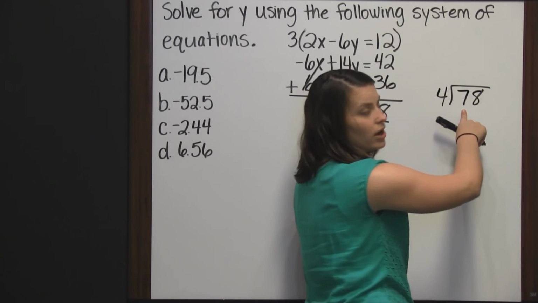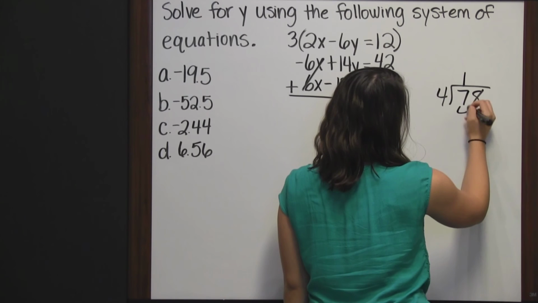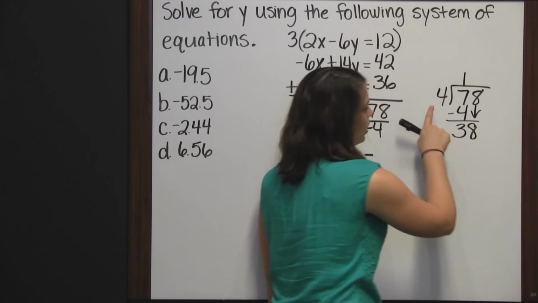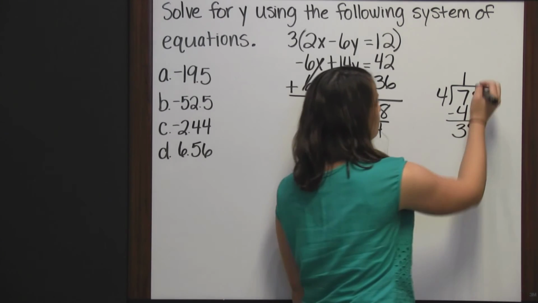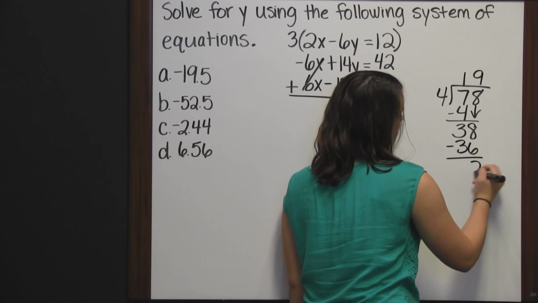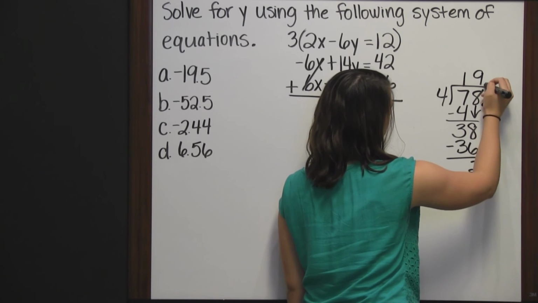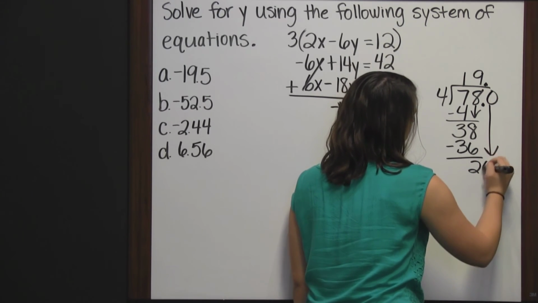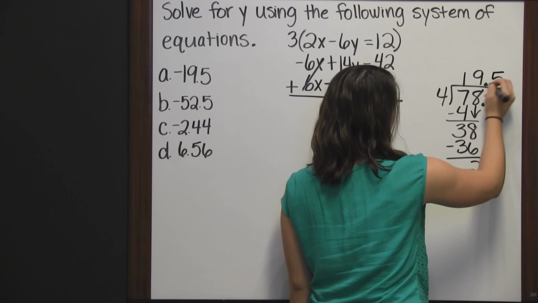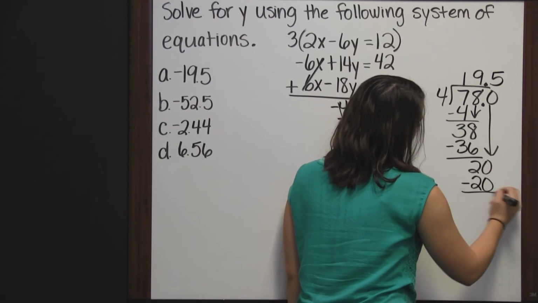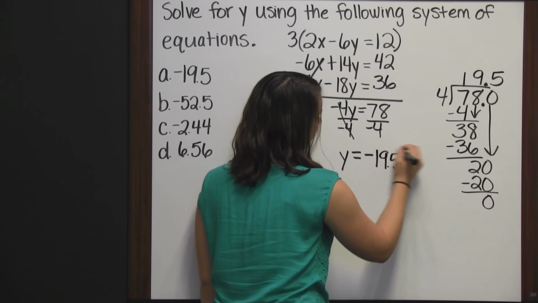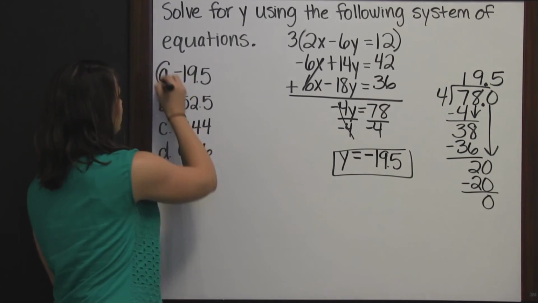4 goes into 7 one time. 4 times 1 is 4. You subtract and get 3. Bring down the 8. 4 goes into 38 9 times. 4 times 9 is 36. Subtract and you get 2. Add a decimal and a 0. Bring it down. And 4 goes into 20 5 times. 4 times 5 is 20. Subtract and you get a remainder of 0. So it's negative 19 5/10, which is answer A.